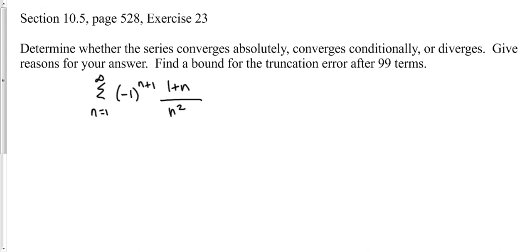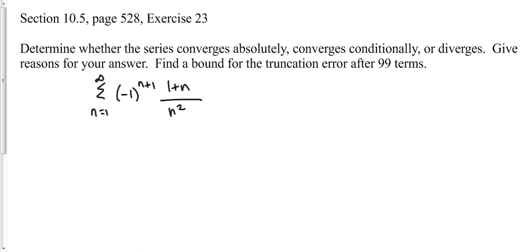Let's do section 10.5, page 528, exercise 23, which reads: determine whether the series converges absolutely, converges conditionally, or diverges. Give reasons for your answer. Find a bound for the truncation error after 99 terms.